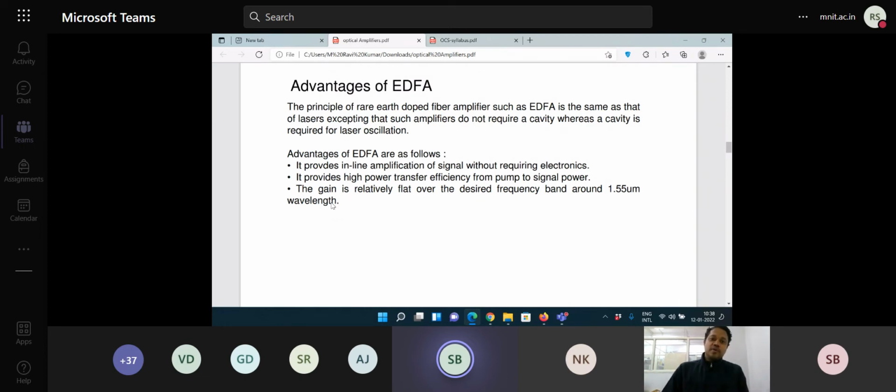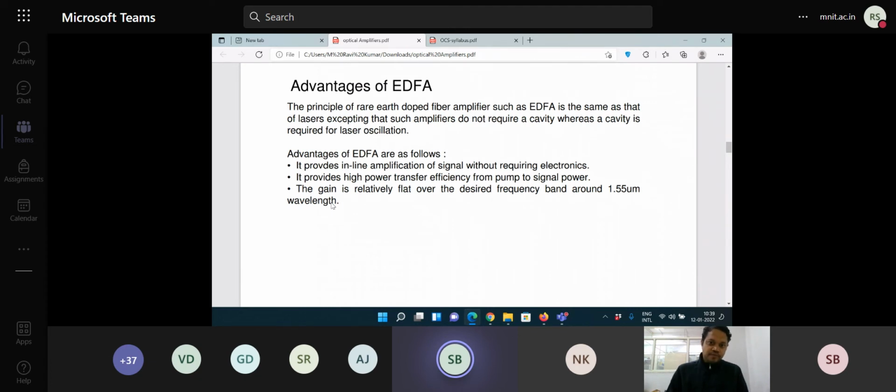This provides high power transfer efficiency from pump to signal power, and the gain is relatively flat over the desired frequency band around 1550 nanometers. So these are the advantages of using an EDFA.